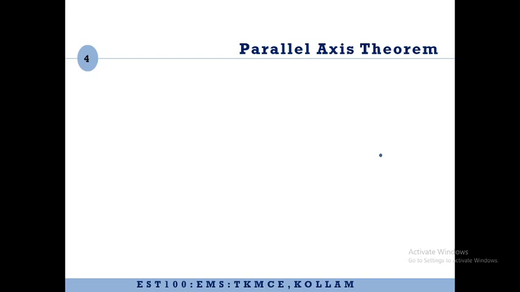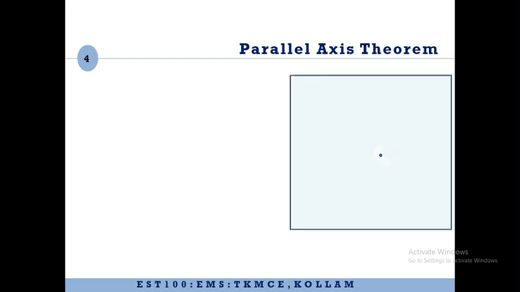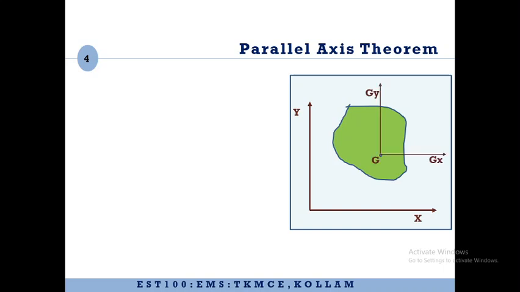Let us try to understand a theorem known as parallel axis theorem. Again, let us consider an arbitrary area A. Let an xy axis be chosen. Let G represent the centroid of this arbitrary area and Gx represent an axis passing through the centroid. Now, an axis is represented usually by two letters. The first letter will represent the point through which it is passing, and the second letter will represent the direction. For example, Gx means an axis passing through G in the x direction. Gy means an axis passing through G in the y direction.